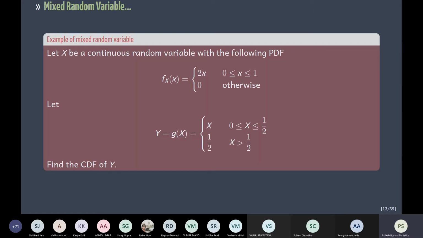So let us look into this example, and let x be a continuous random variable with the following PDF. This is the PDF of x, and we have defined g of x to be this, so it's a function of a random variable. Let us see what is the CDF of y. We have done a similar thing: finding the CDF of a function of a random variable, right?